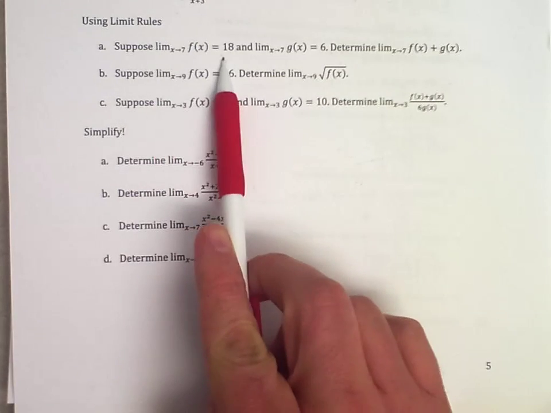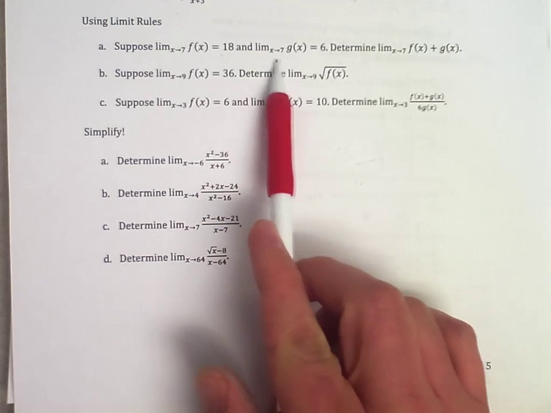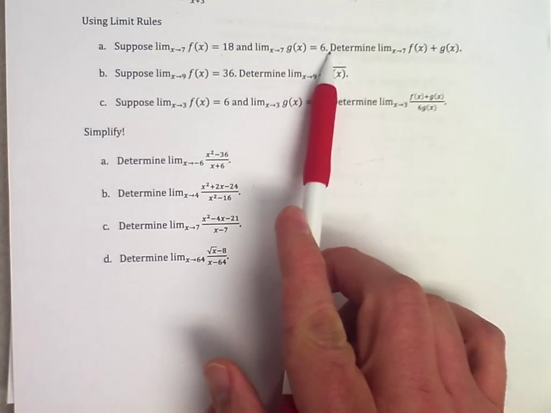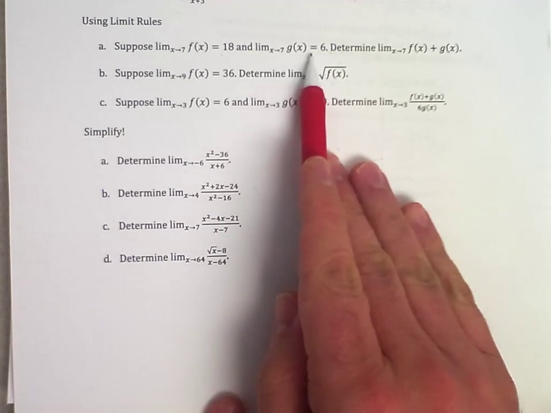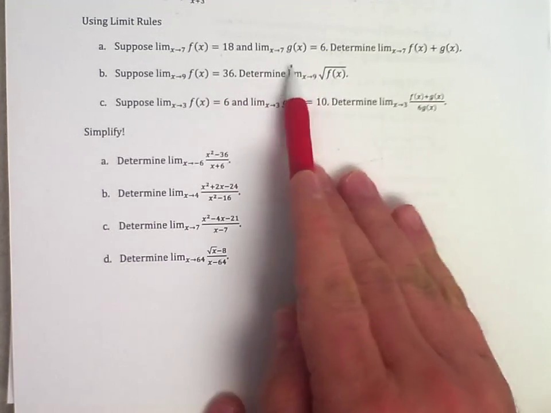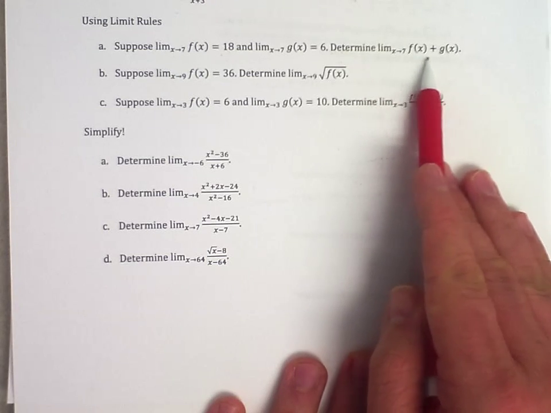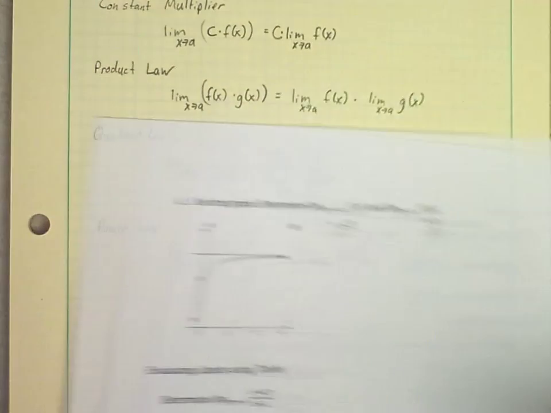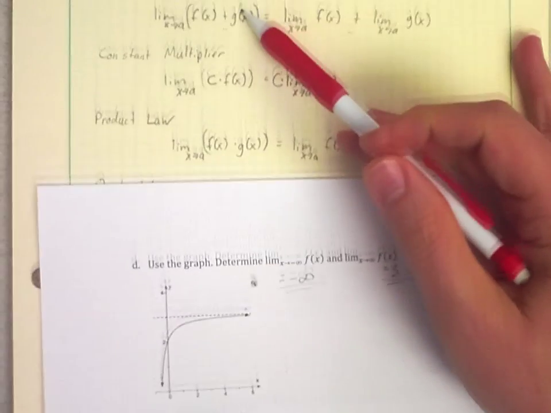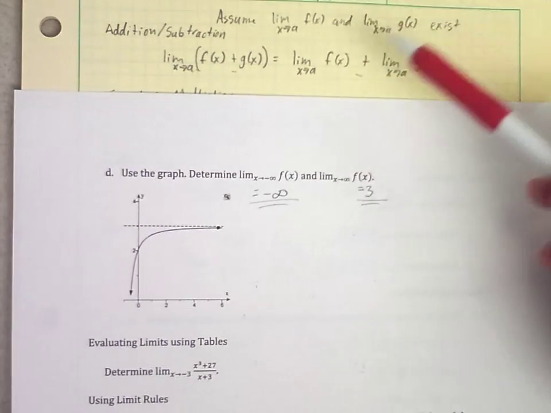We're given the values of the limit as x approaches 7 of f of x equals 18, and the limit as x approaches 7 of g of x equals 6. We don't know what these functions are, but we do know what the values of these two functions are at 7. And it wants us to determine the value of f of x plus g of x at 7. So again, if we use our laws of addition and subtraction, it says that the limit of that combined value can be broken apart into the two parts.